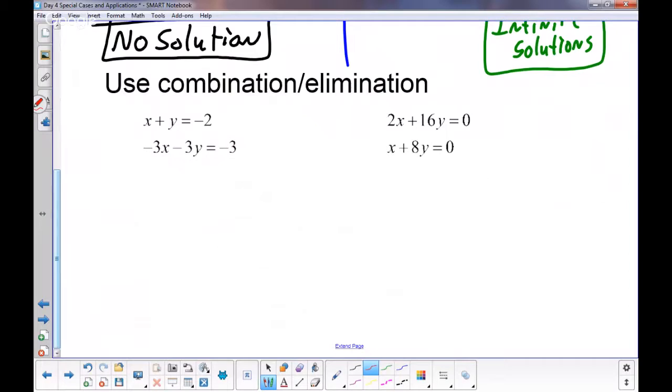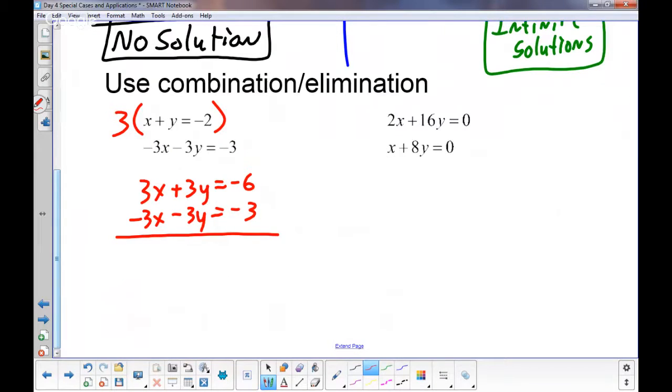So in this one, we have x plus y equals negative 2 and negative 3x minus 3y equals negative 3. Well, we see the x's already have opposite signs, but we need one to be 3. So I'm going to multiply the top equation by 3. And so that gives me 3x plus 3y equals negative 6. And then we have negative 3x minus 3y equals negative 3. So at this point, we add our two equations together.